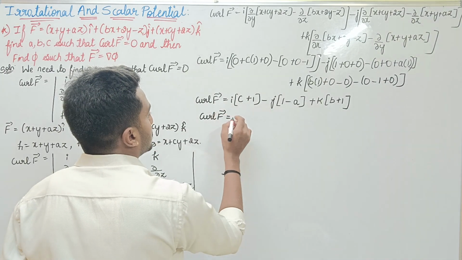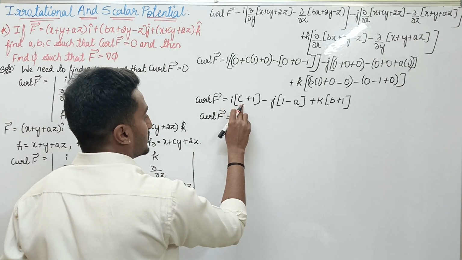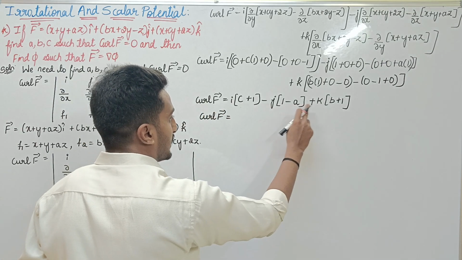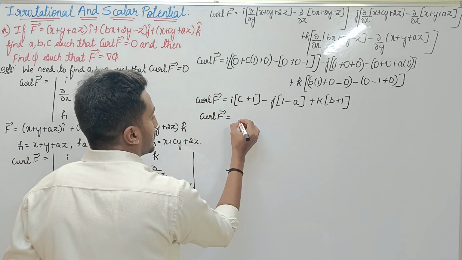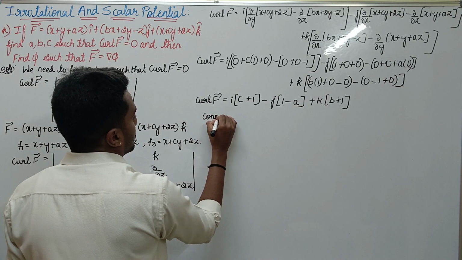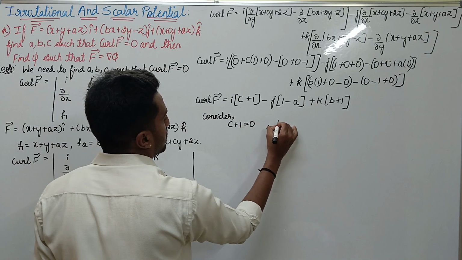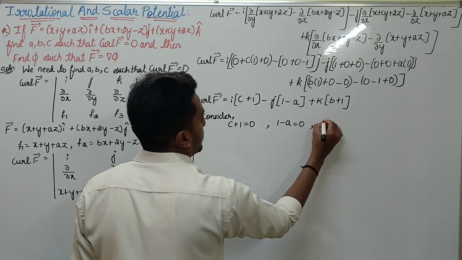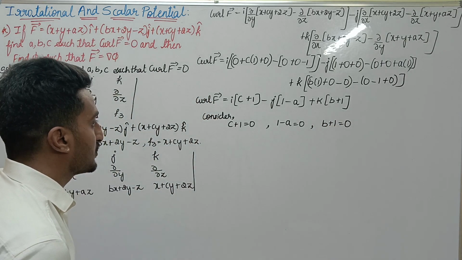Now let us represent the constant terms c, a, b. We are going to consider c plus 1 equal to 0, 1 minus a equal to 0, b plus 1 equal to 0, so that curl vector f should be equal to 0.